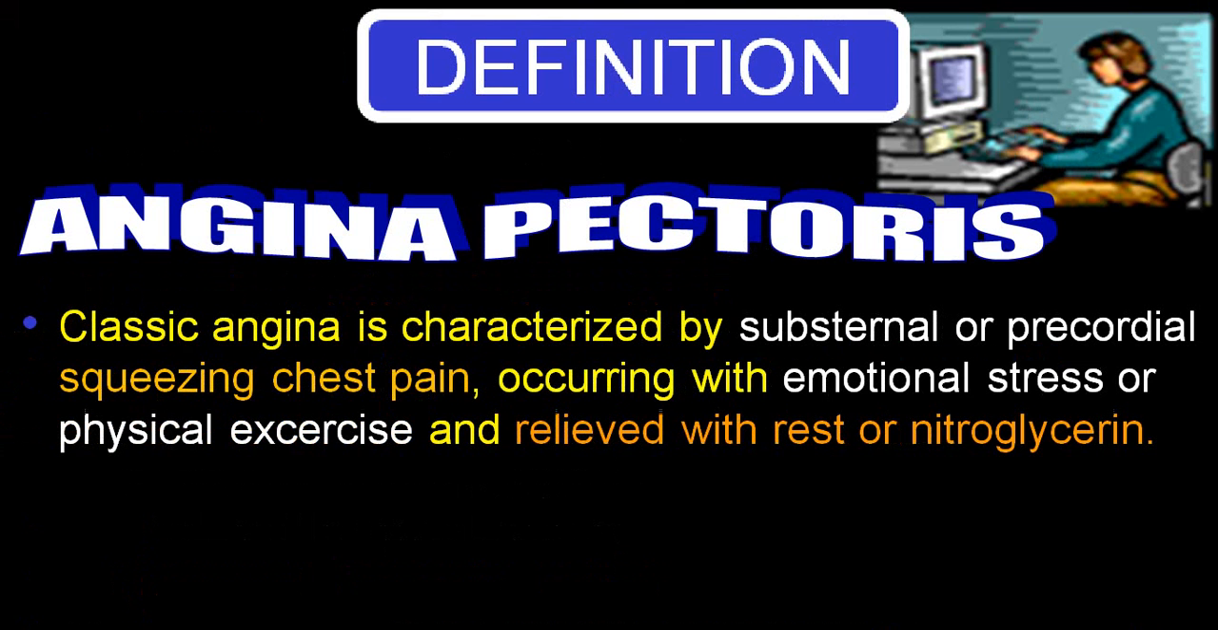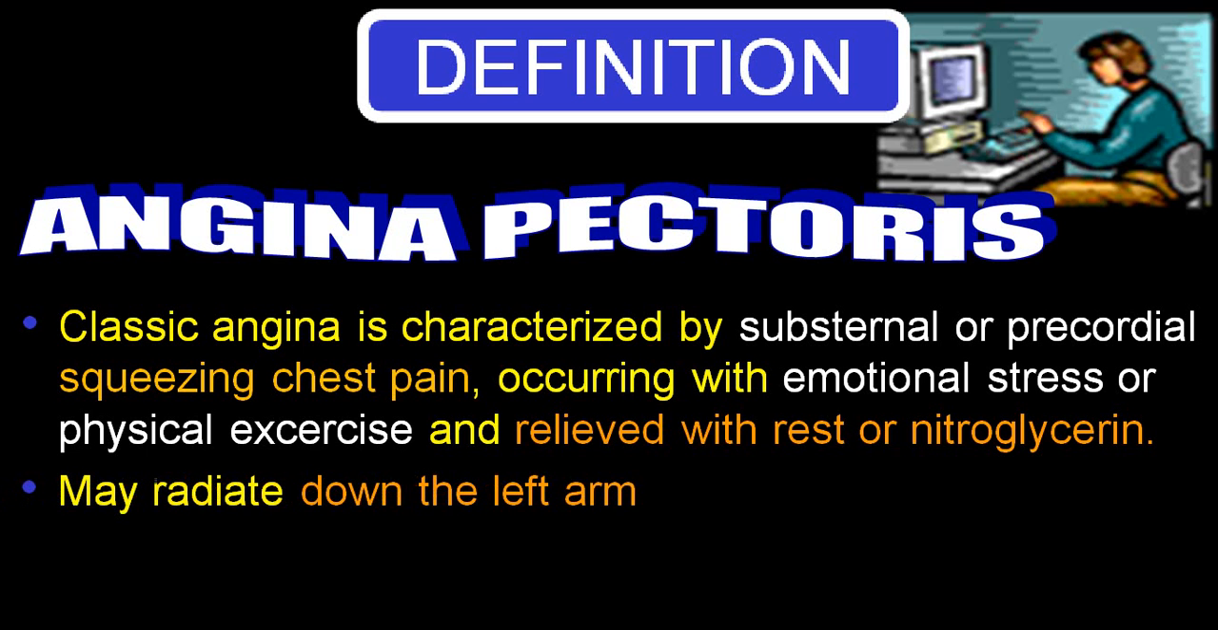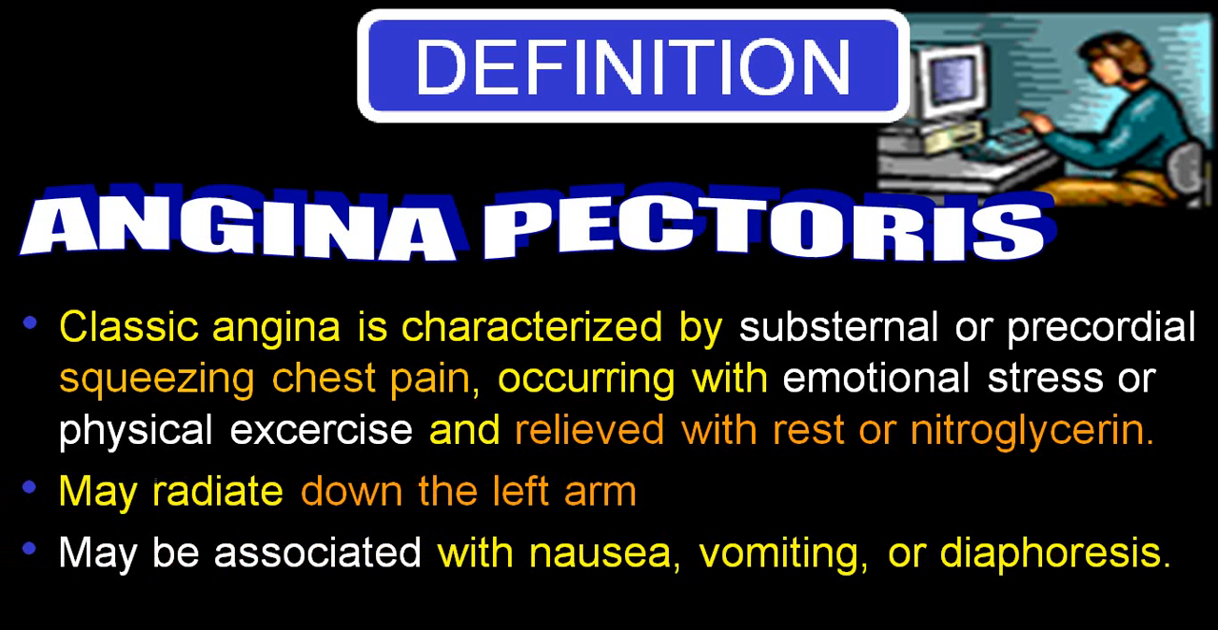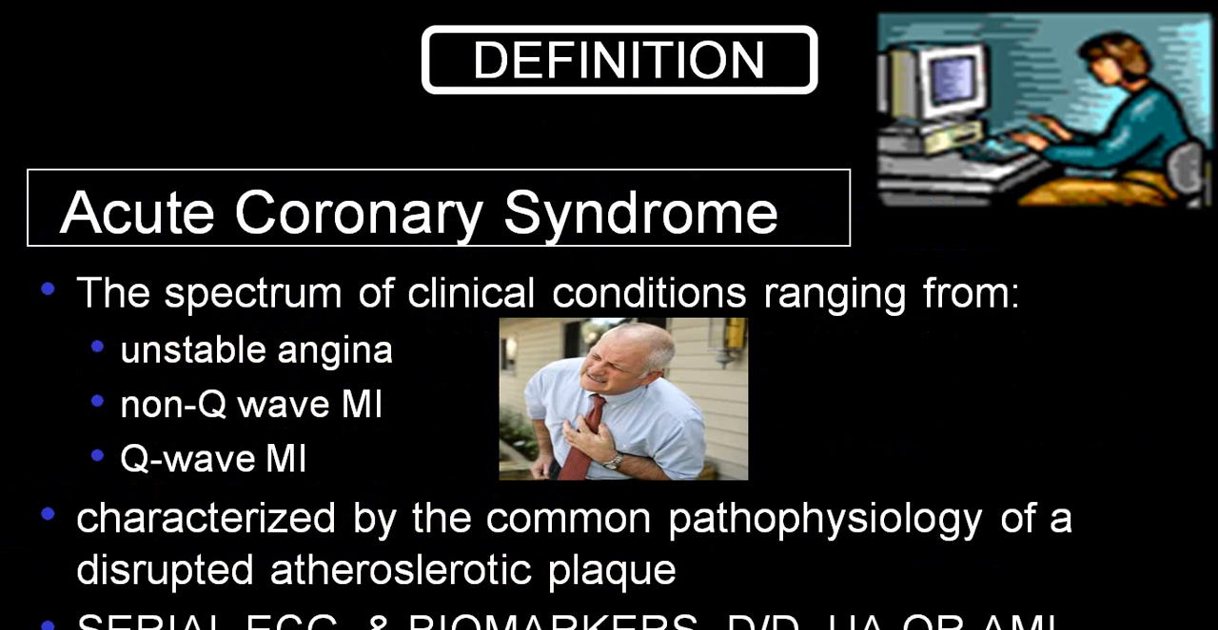One we call angina, which is a symptom characterized by substernal or precordial pain which radiates to the left arm, inner side, aggravated by exercise, relieved by rest and nitroglycerin. That is a symptom. We'll be having a full lecture on angina pectoris. It may radiate, and may be associated with nausea, vomiting, diaphoresis, etc.